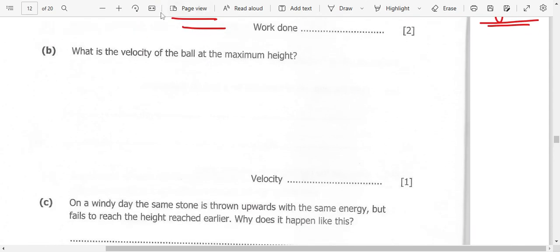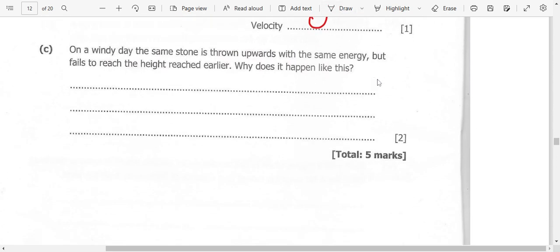So what is the velocity of the ball at the maximum height? Now, this ball has gone up. At the maximum height, here, it is no longer moving. So every time you have got maximum height, velocity is zero. It's no longer moving at the maximum height, it will start coming back. So the velocity is zero. Okay, is that clear? Yes. At maximum height the velocity is zero because it will not be moving on top.